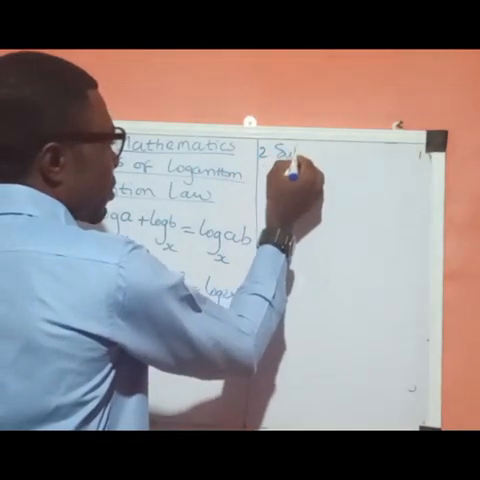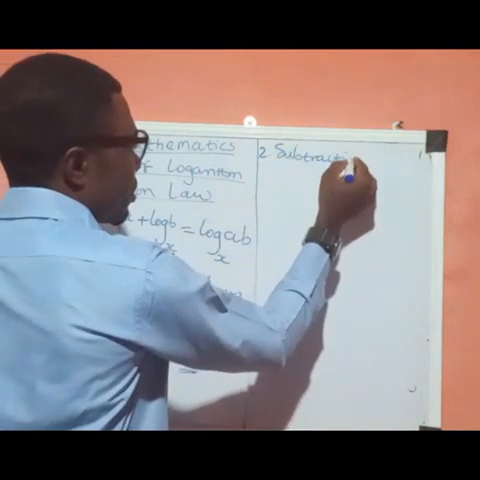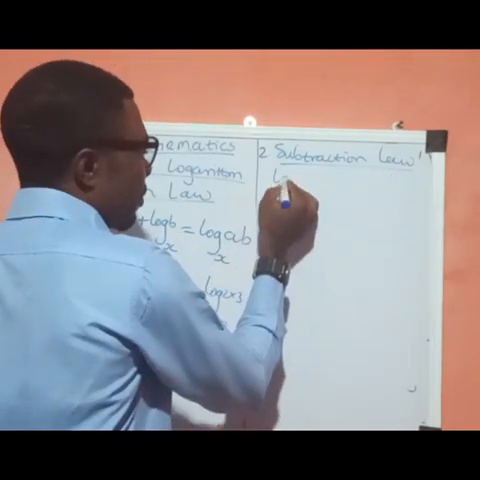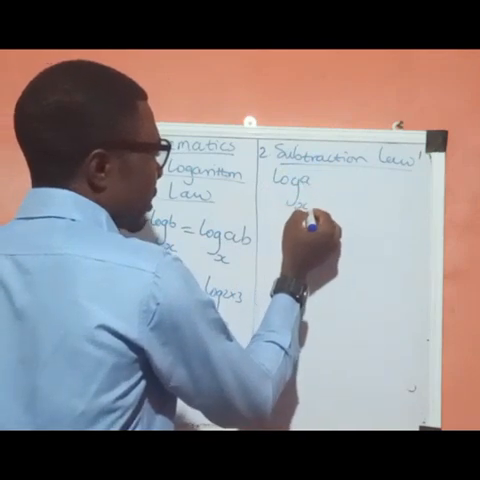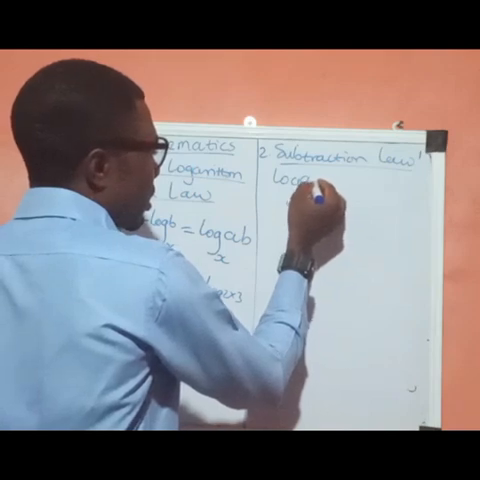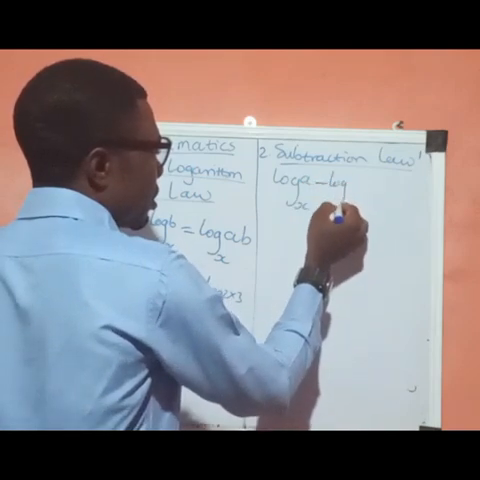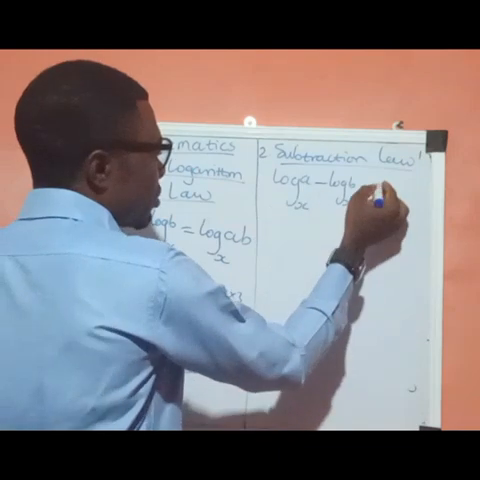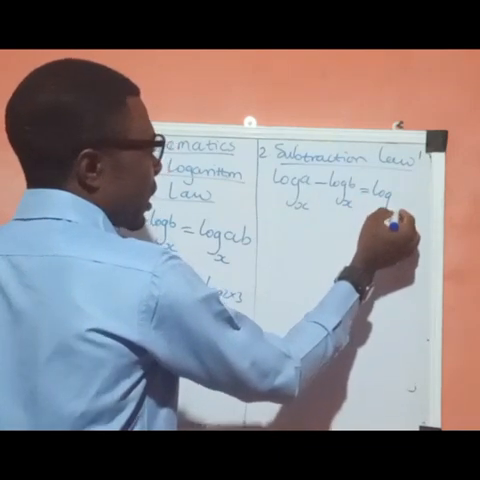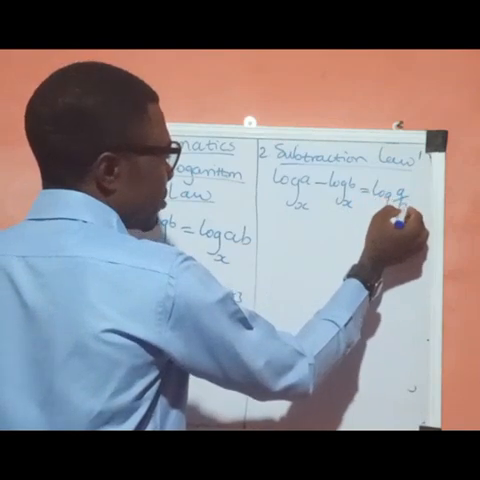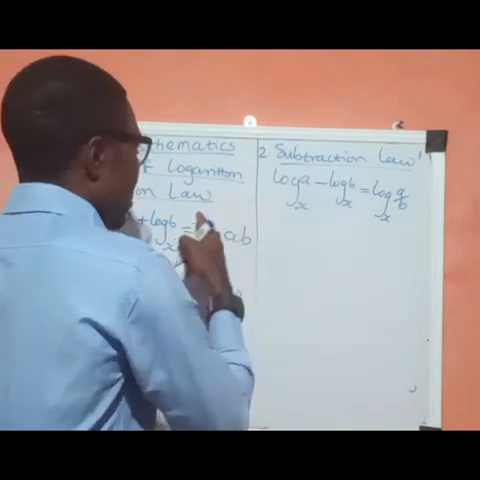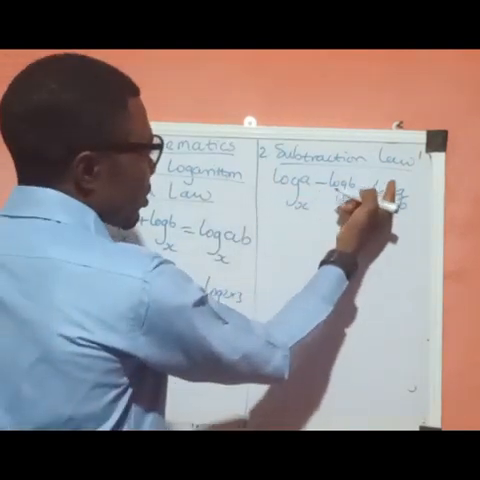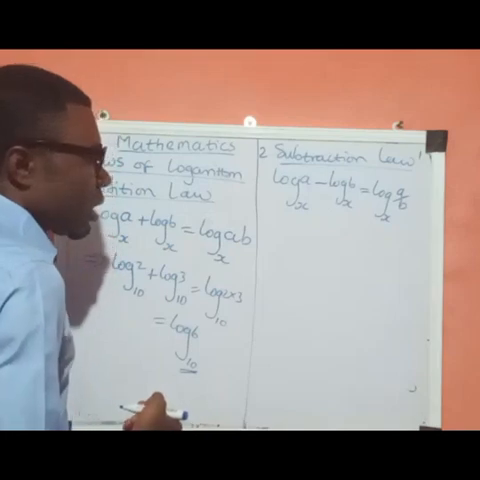The second is the subtraction law. In this law, it states that if log a to base x is such that log b to base x is subtracted from it, then if we are to put them together to have a common log, it's going to be a divided by b. Because this plus turns to multiplication when they have a common log, the minus turns to division when they have a common log. That is the subtraction law.